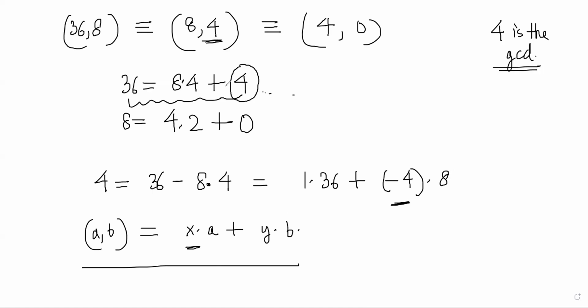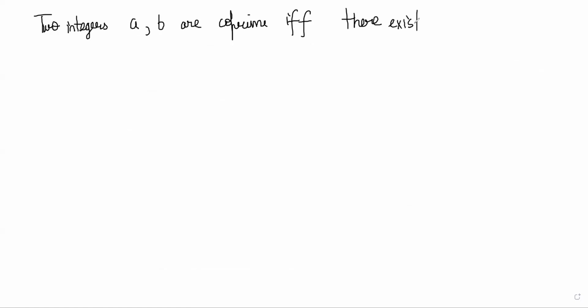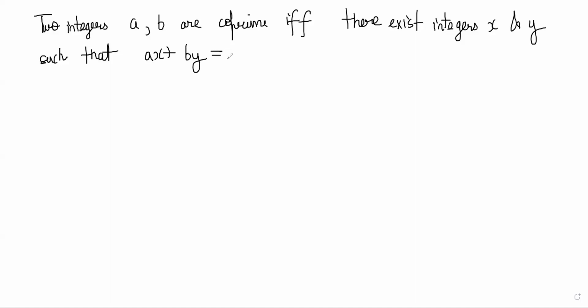But it is true that anytime you have the GCD of two numbers, it can always be represented as AX plus BY, where X and Y are some integers. The next property is: two integers A and B are co-prime if and only if there exist integers X and Y such that AX plus BY equals 1.